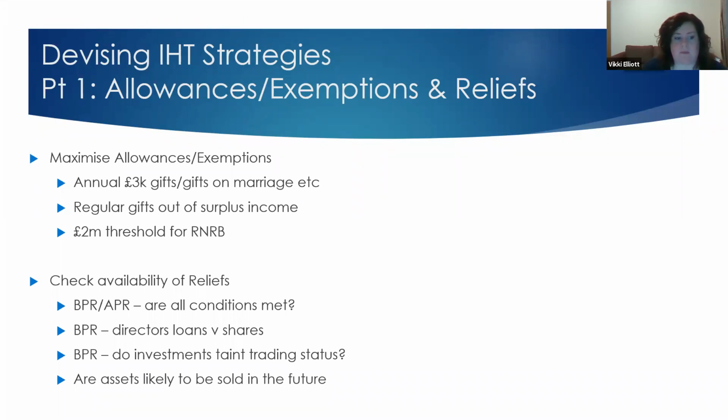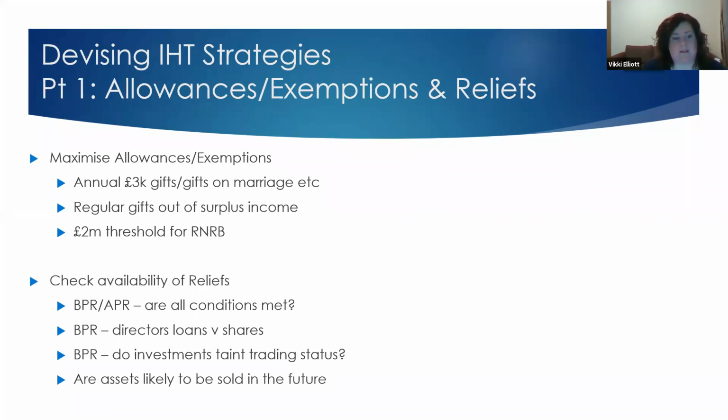And then the other thing is whether or not they're going to benefit from, for example, any unused spouse transfers of the nil rate band, and whether or not the estate is above or below the £2 million threshold for the residence nil rate band. And then there may be planning ideas that come out of those.